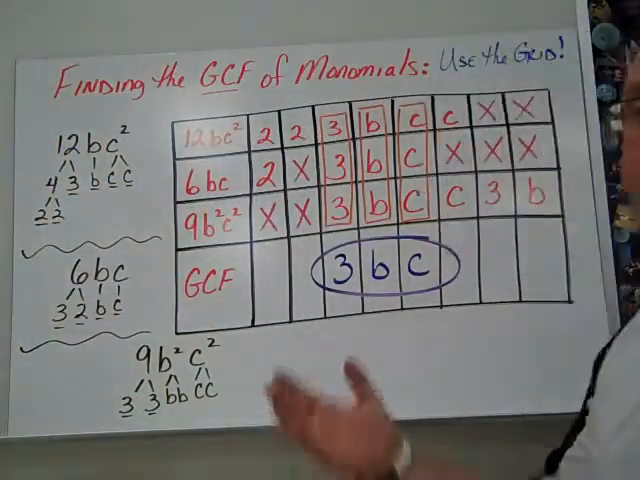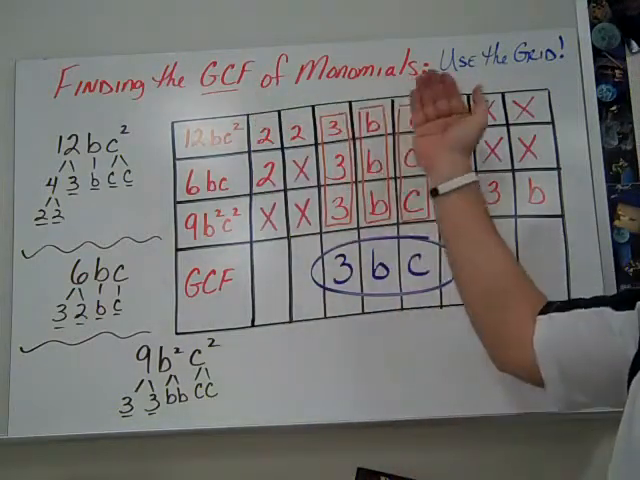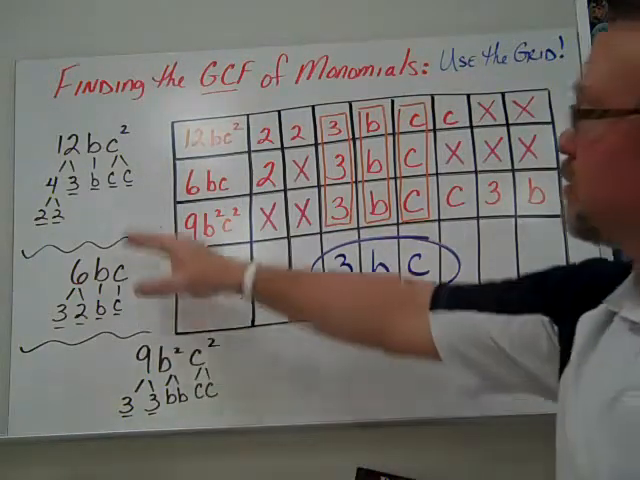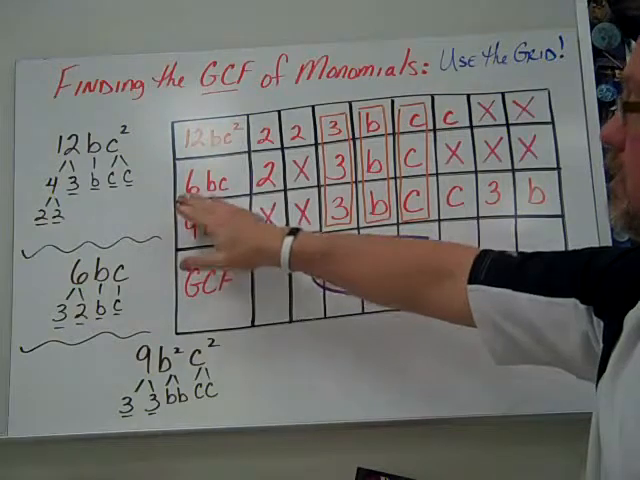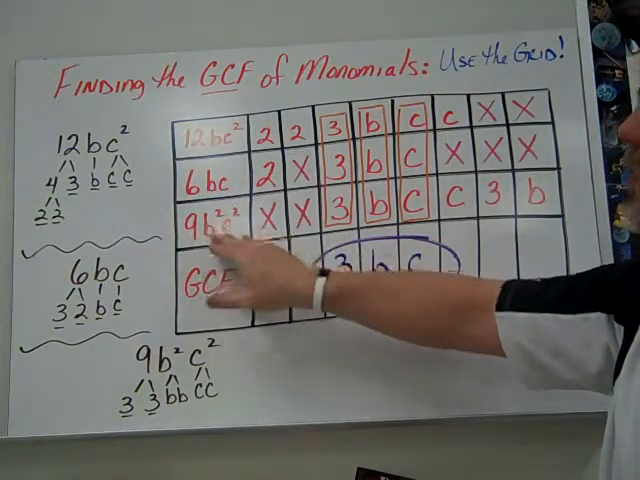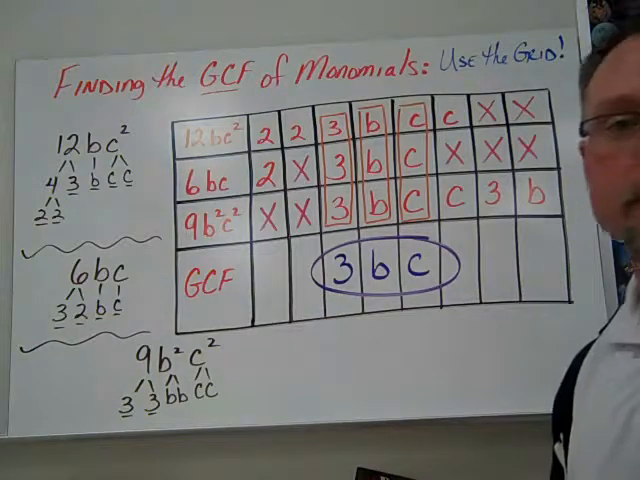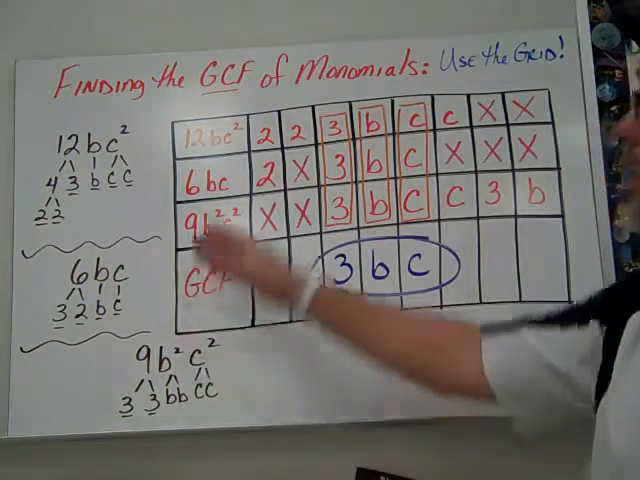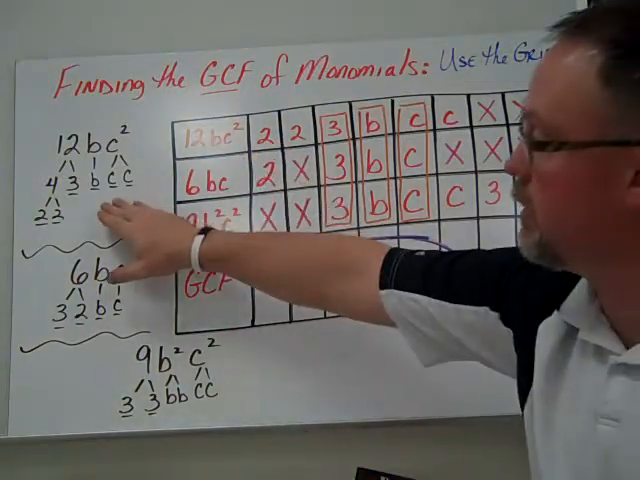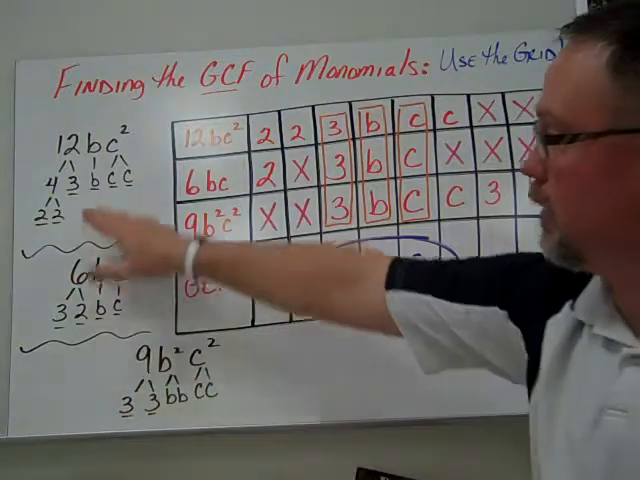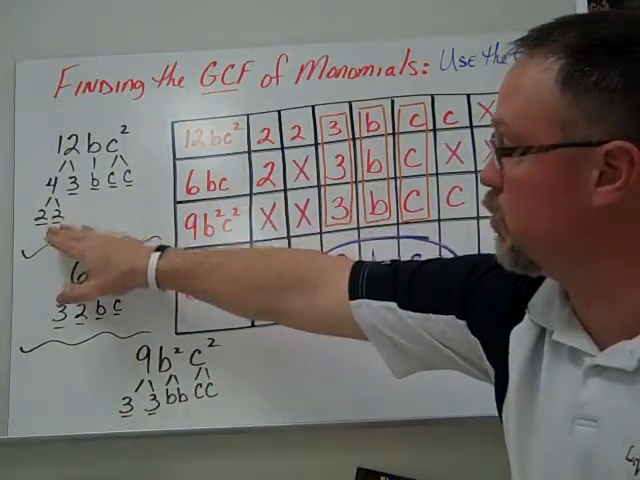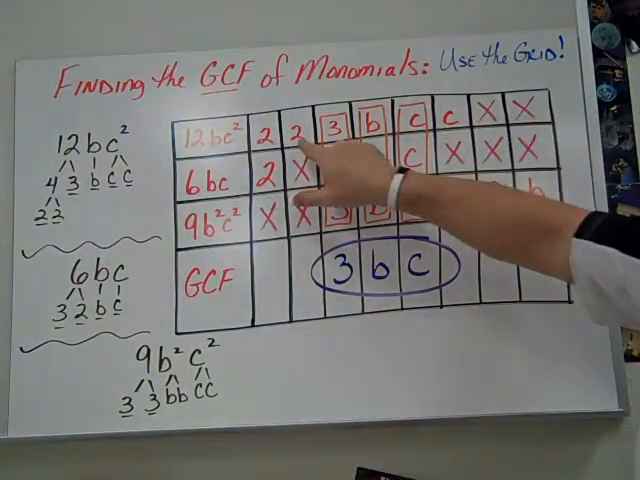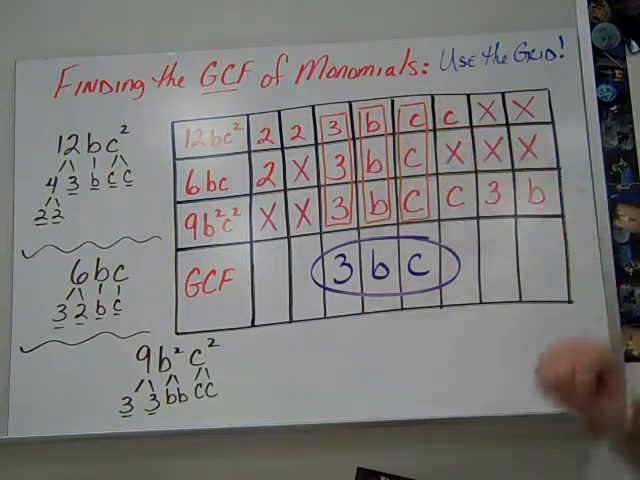So now we're going to find the greatest common factor of monomials. We're going to use the grid. This is the easiest way to do this. So we're going to have 12bc squared, 6bc, and 9b squared c squared, and we're going to find the greatest common factor of that. Again, the numbers are exactly the same as what we did in part 1. We're going to put our factors in, so we did our prime factor trees over here. So here's my prime factor tree for 12bc squared. And then I'm going to list my numbers and my letters. So I have two 2's, a 3, a b, and two c's.